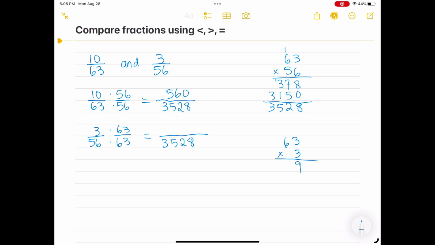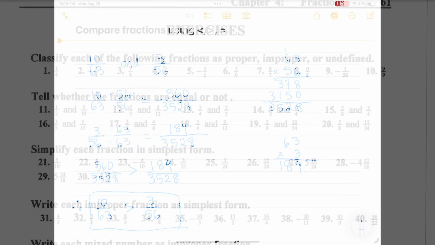Next, we take the fraction 3/56 or 3 over 56 and multiply both the numerator and denominator by 63, taken from the denominator of the opposing fraction. And we end up with the fraction 189 over 3,528. Now we can compare the two fractions because they have the same denominator. 560 over 3,528 is greater than 189 over 3,528. Therefore, 10/63 or 10 over 63 is greater than 3 over 56.